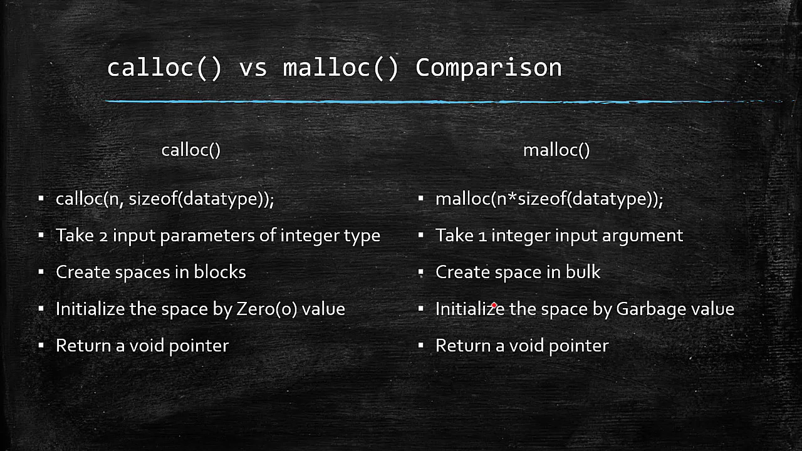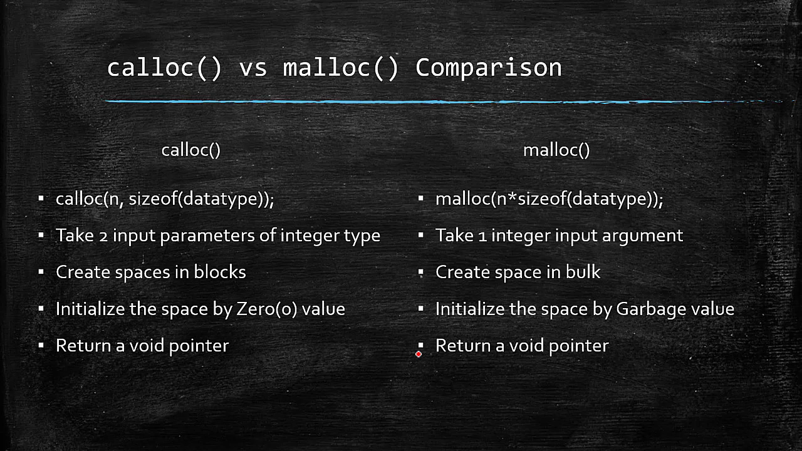It creates space in blocks, it creates space in bulk. Fourth point is it initializes the created space by zero value, whereas the malloc function initializes the created space by garbage value. Similarity between these two is it returns a void pointer. It will point to the starting address of the created space in both the calloc and the malloc function.